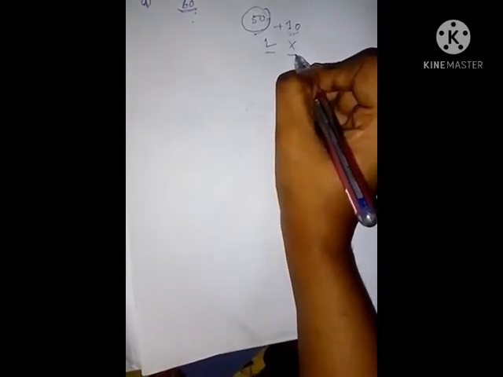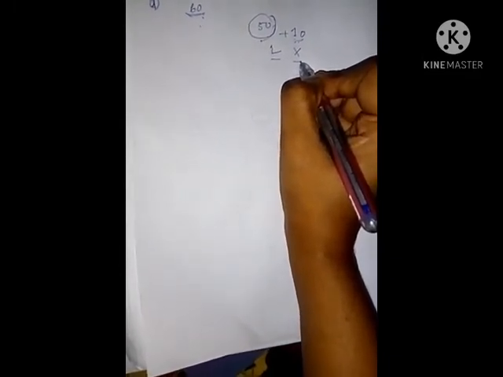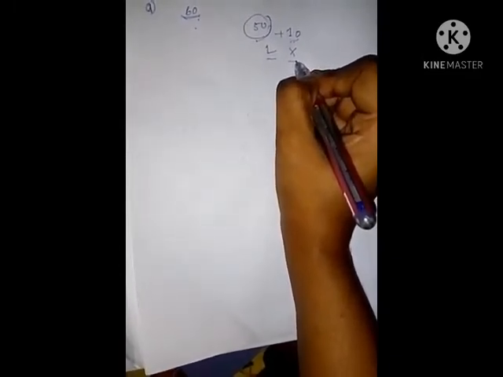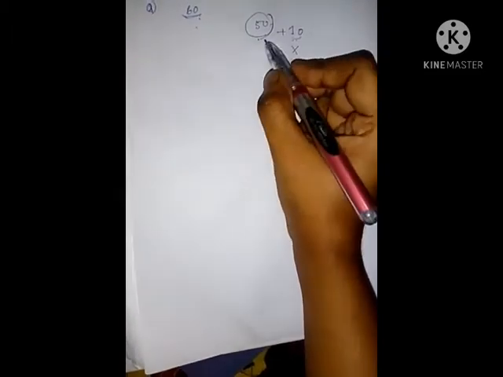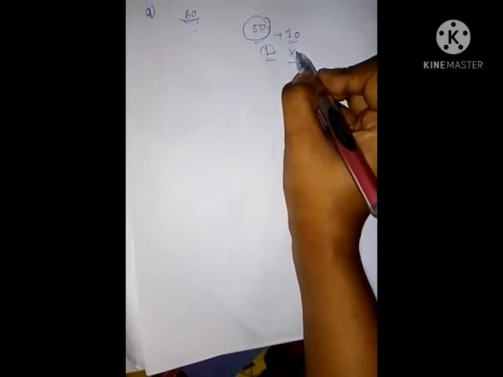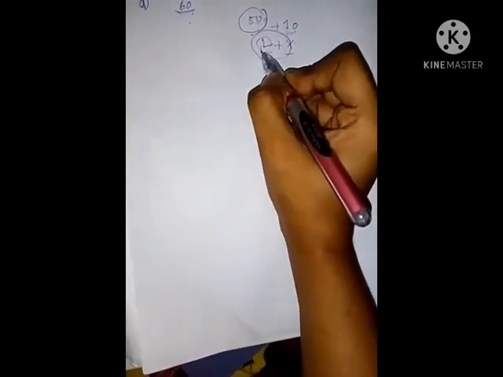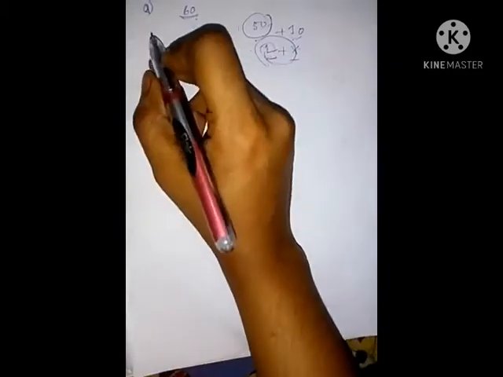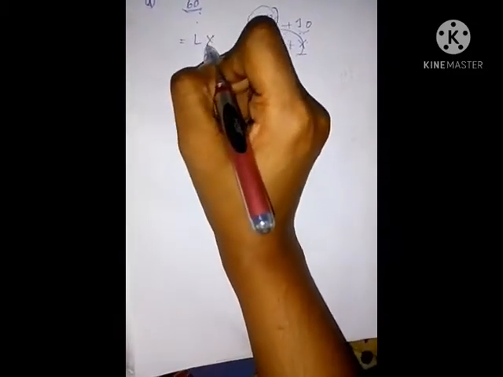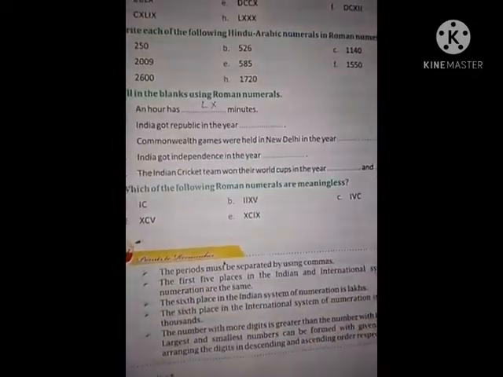So according to rule 3, if one or more symbols are placed after the symbol of greater value, the values are added. So this is greater value, L. This symbol has greater value than this. So this is addition. So there is no problem. We have to write like this, LX. So 60 means LX. Understand? Here you write LX. Okay.